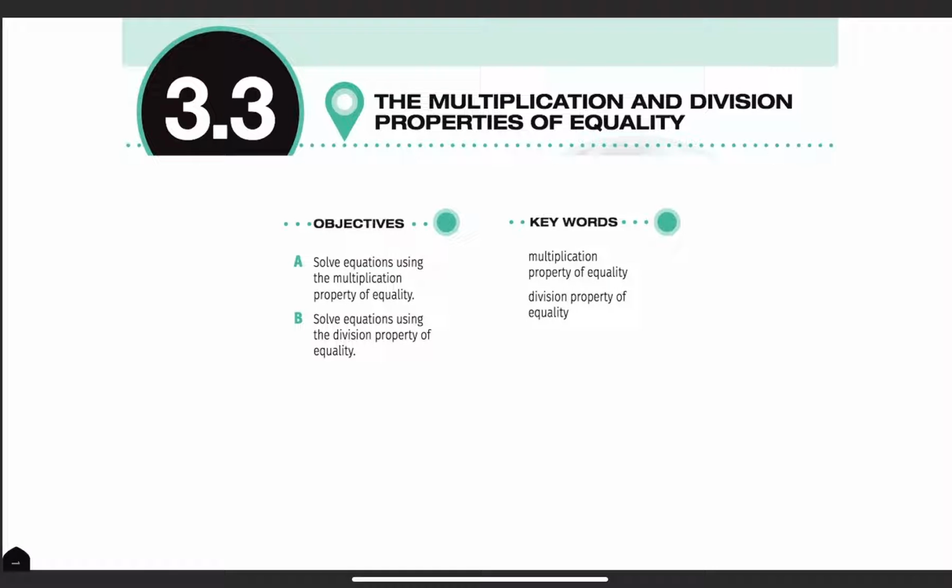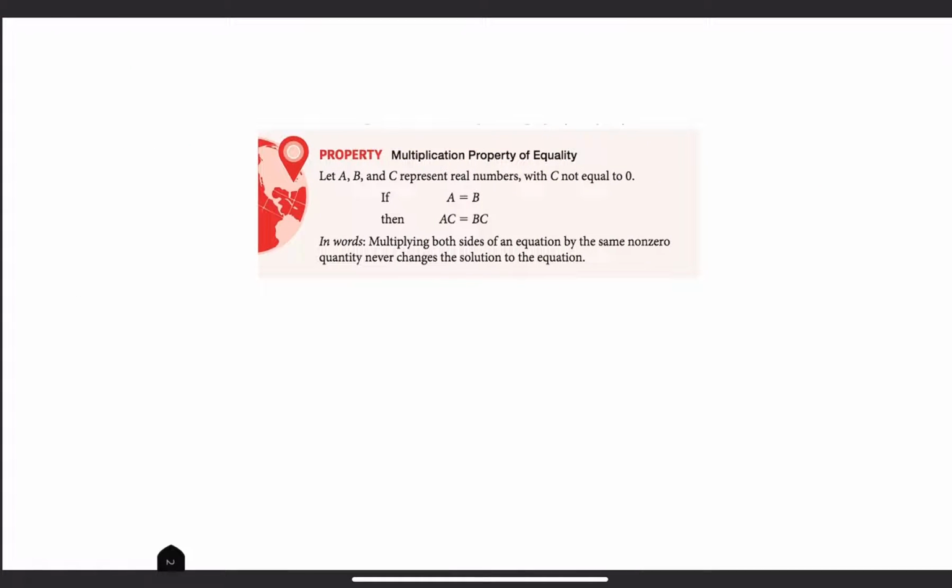Welcome to 3.3. We're going to be talking about the multiplication and division properties of equality. Just like in the last section, we were talking about the addition and subtraction properties of equality, how we can add or subtract the same thing to both sides of an equation. We can also multiply and divide both sides of an equation by the same thing. As long as we do it to both sides, we can multiply or divide by anything and keep the statement true. And we're going to see how that works.